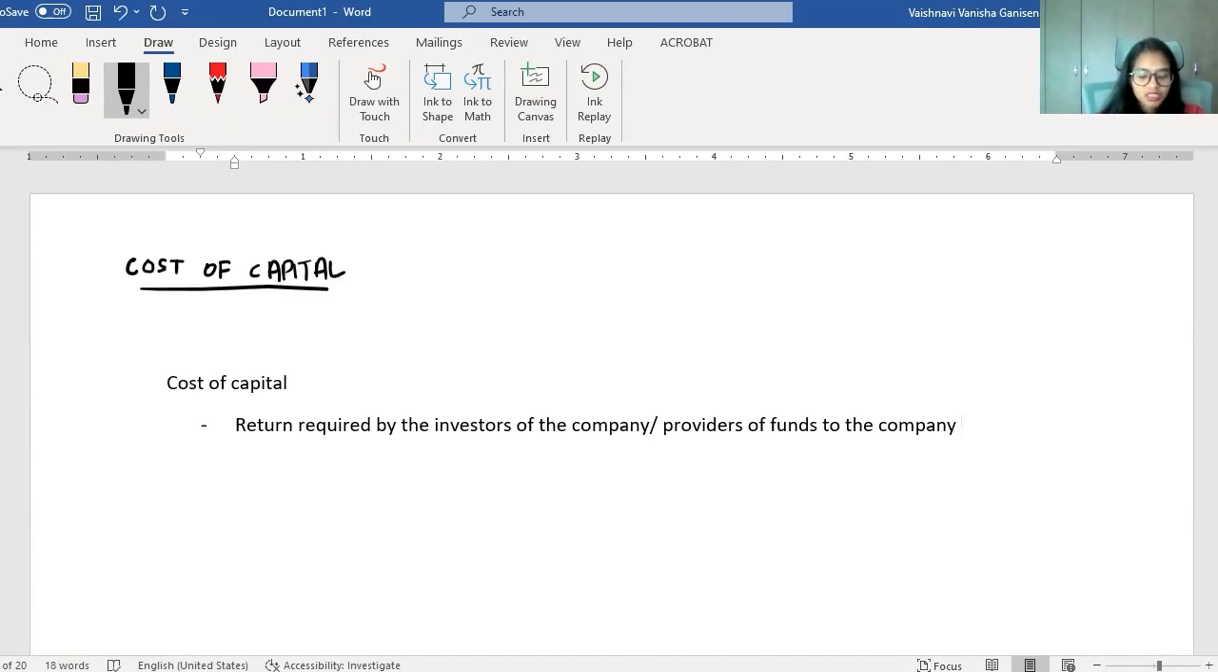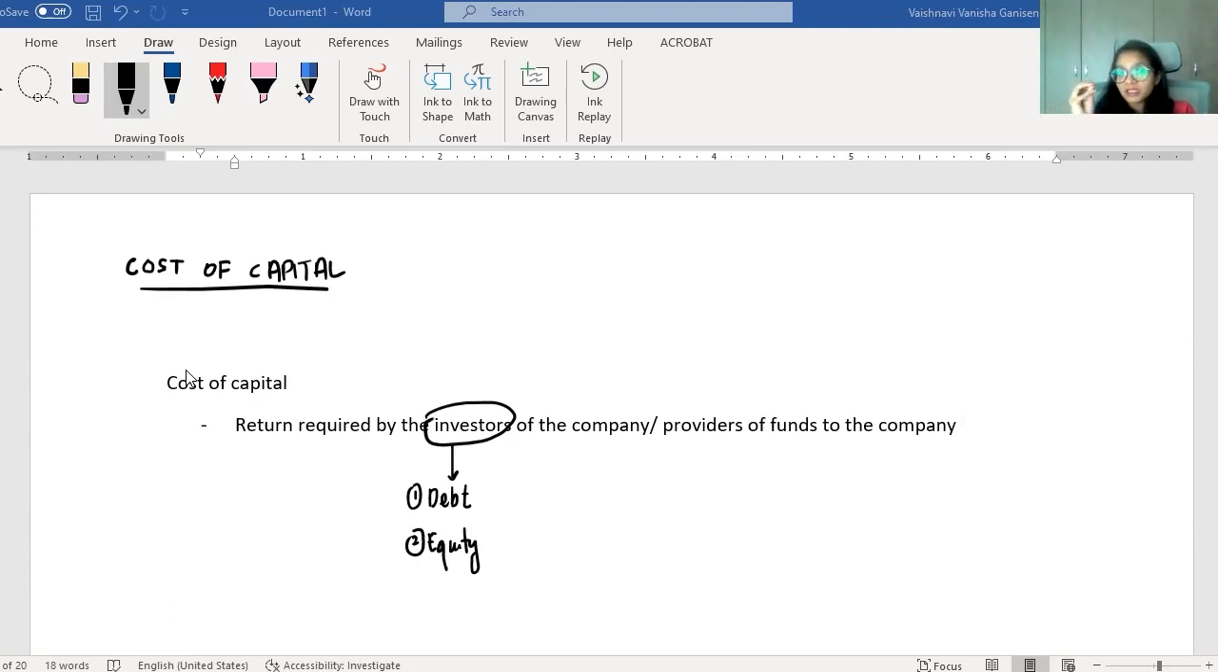So when you say it's the return required by the providers of funds to the company, who are these investors or providers of funds? The investors and the providers of funds can be divided into debt holders and also equity holders. Okay, so guys, now my question is, what is the reason you need to calculate cost of capital?